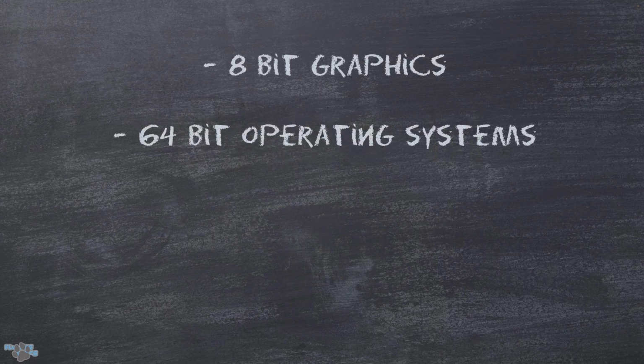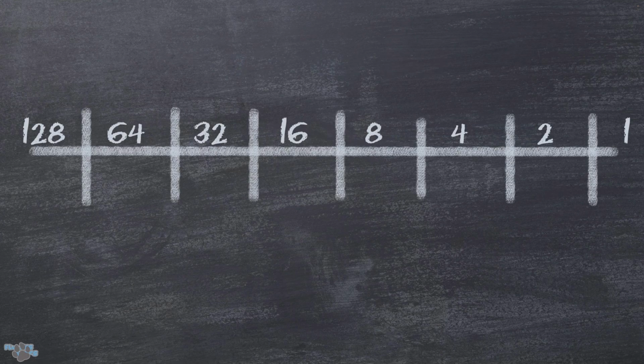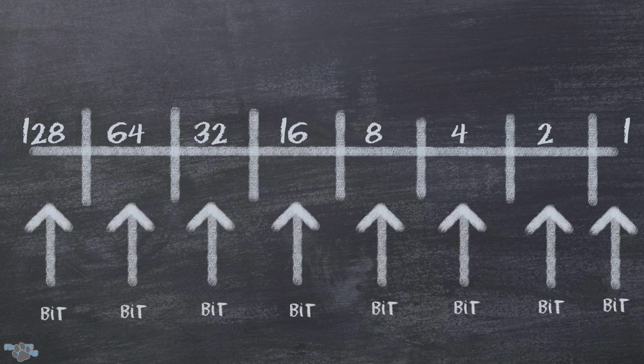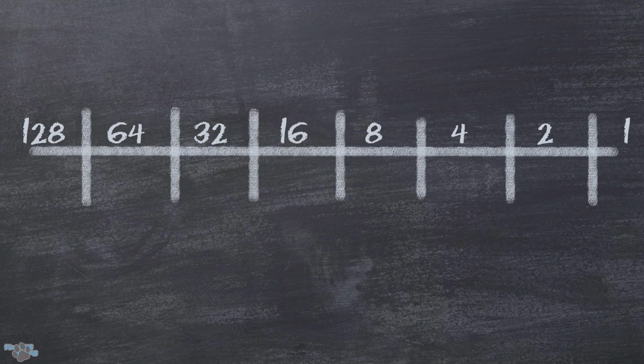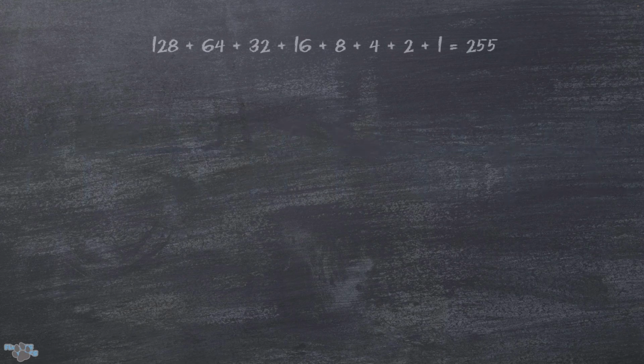Now, let's show you the potential of binary. You've probably heard of 8-bit graphics, 64-bit operating systems. Well, that's binary. Each of our columns or places are a bit. This is denoted with a small b. So, to find out how high we can count for any given bit range, we can just pretend each bit is a 1 and get the full value. So, for 8 bits, we can count to 255.